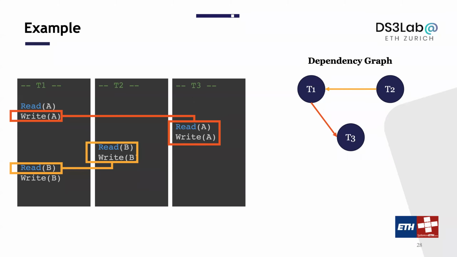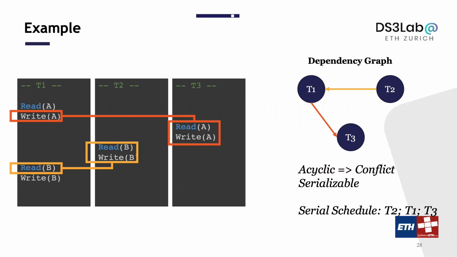If you look at this, there's no loop in the dependency graph, so it's actually conflict serializable. And once you decide this, you can get a very natural serial schedule that's conflict equivalent to this schedule. You just follow the dependency graph: you find the root, here it's T2, you go to T1, then you go to T3. So this schedule is conflict equivalent to a serial schedule where you run T2 first, then T1, then T3.